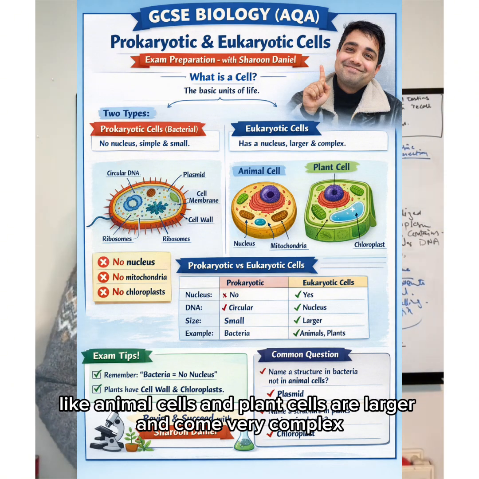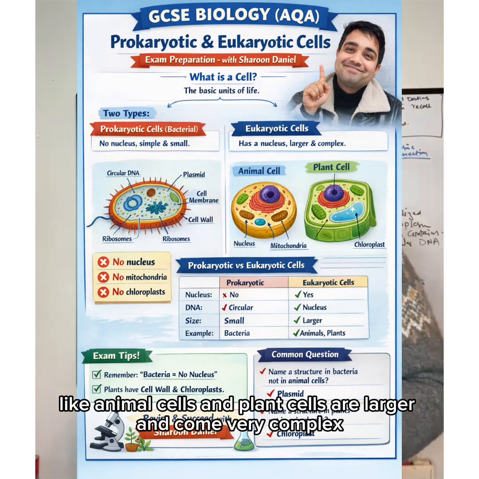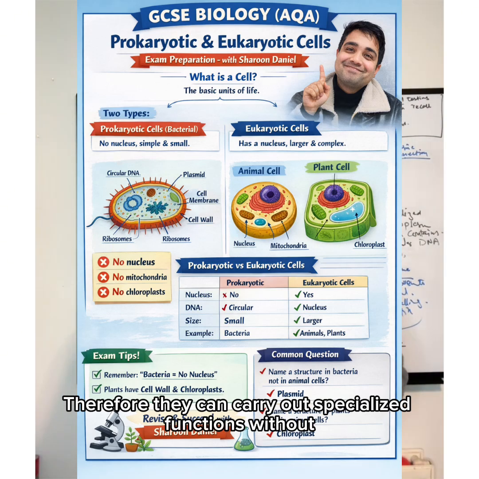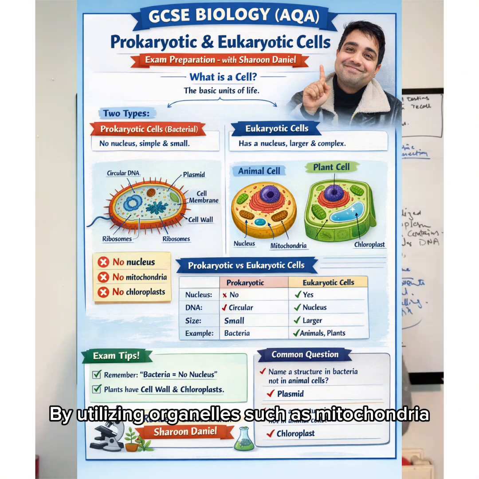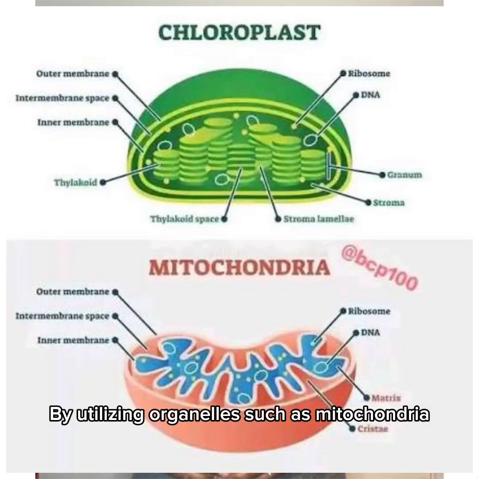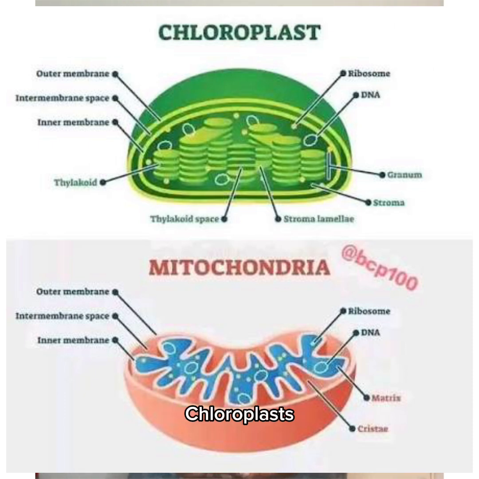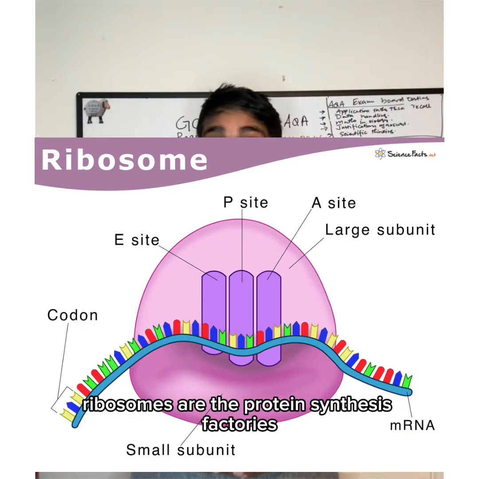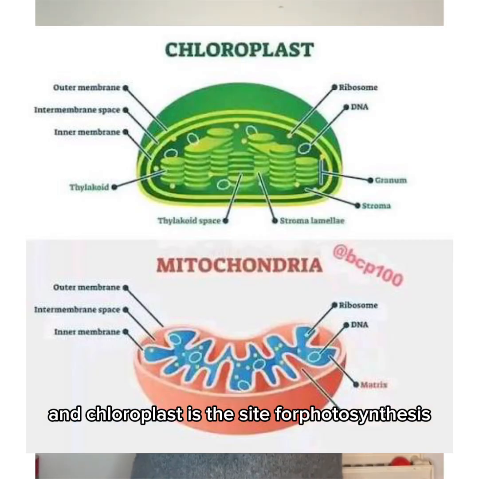Eukaryotic cells, like animal cells and plant cells, are larger and very complex, but their DNA is safely enclosed inside the nucleus. Therefore, they can carry out specialized functions by utilizing organelles such as mitochondria, ribosomes, and in plants, chloroplasts. We know that mitochondria are the powerhouse of the cells, ribosomes are the protein synthesis factories, and chloroplast is the site for photosynthesis.